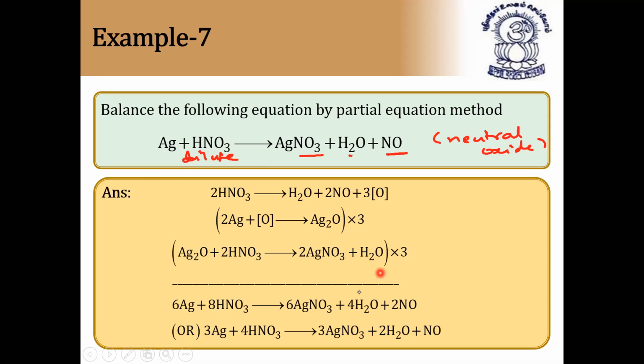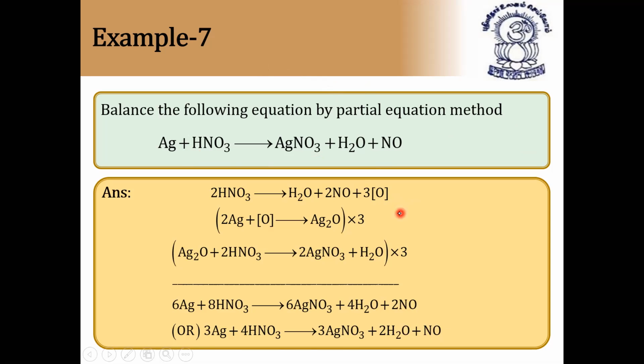So by using all these equations, straight away you'll get the answer: 6Ag plus 8HNO3 gives 6AgNO3 plus 4H2O plus 2NO. Since all are divisible, we can take the common factor and finally it forms 3 moles of Ag combined with 4 moles of nitric acid to form 3 moles of silver nitrate plus 2 moles of water plus 1 mole of nitric oxide. So this is the equation. I hope it is clear. Very, very important. These equations are important for advanced level and also NEET level.